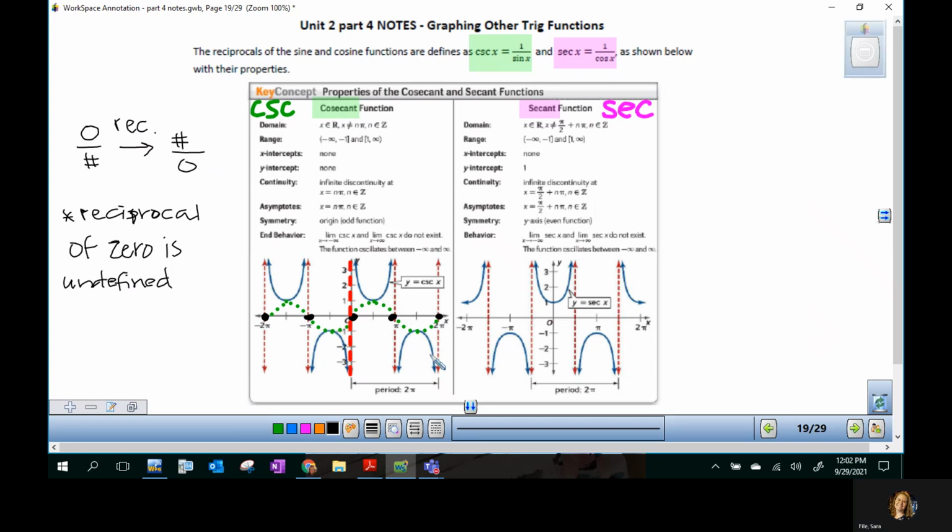Now, what's the reciprocal of 1? Like here, sine is 1. What happens if you have 1 over 1 and you flip it? Still 1 over 1, right? So notice they share this point. That point up here at 1 is part of the sine curve and the cosecant curve. Same thing with the points at -1. So those points are shared.